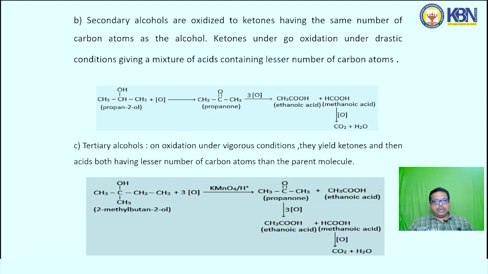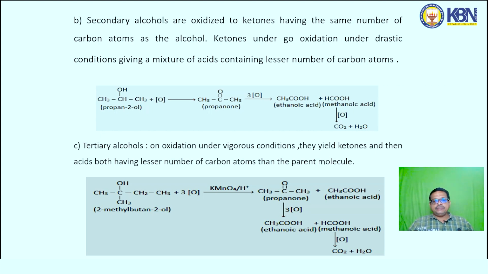Propanone has 3 carbon atoms, and propan-2-ol, that is the parent alcohol, also contains 3 carbon atoms, both compounds having the same number of carbon atoms. So after formation of ketone, on further oxidation, the propanone undergoes oxidation to give a mixture of acids.